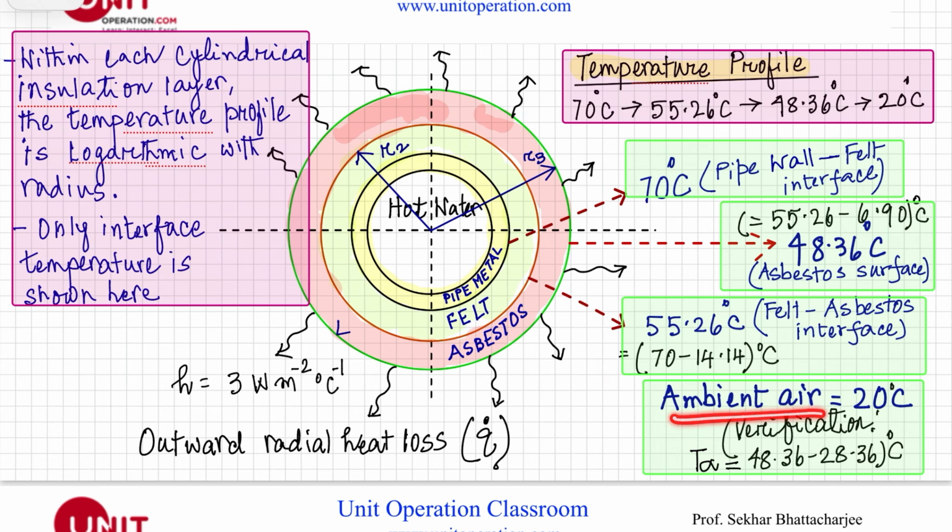So the ambient air. This matches 48.36 here, and that is 28.36 as the temperature drop due to convective heat transfer. So that makes it equal to 20 degrees Celsius. So this is my temperature profile. This would be 70 degrees Celsius, this would be 55.26 degrees Celsius, and this would be 48.36 degrees Celsius, and of course ambient air is 20 degrees Celsius.